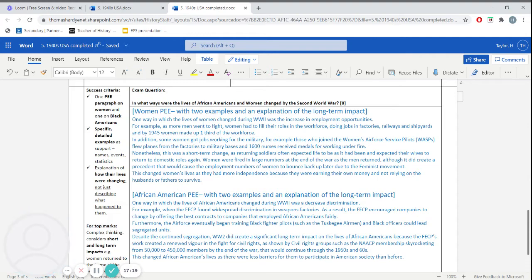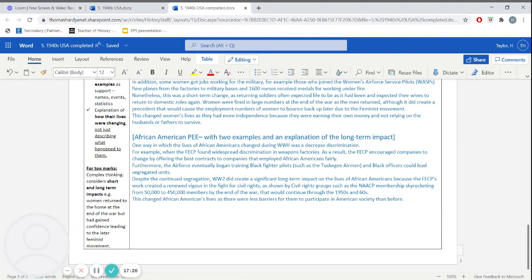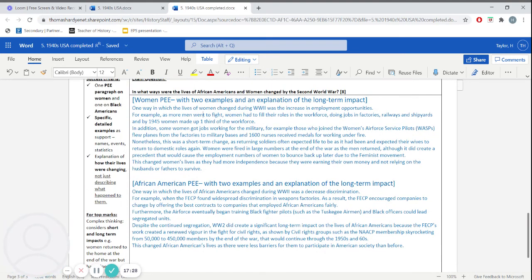their husbands to survive. So what I've done there is I've essentially used the one that's given as an example, where I've talked about how the changes in women working were short-lived, but what it did do is have a long-term impact by changing the expectations some women had of the kind of lives they could have, and their employment numbers did come back up again at a later date.